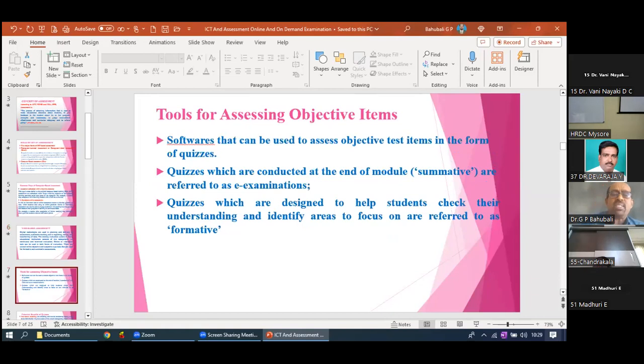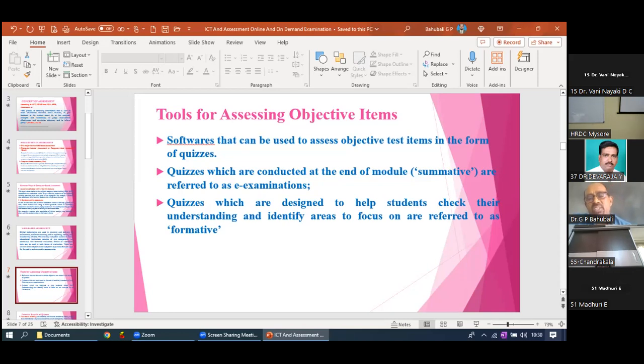And the tools for assessing the objective items are very important. The software that can be used to assess the objective test items in the form of quizzes, that is, the quiz items conducted at the end of the module. If you use it for that, generally we call it summative and refer to it as an e-examination. E-examination means an electronic examination, the e-system of an examination. For a summative purpose, we can use this.